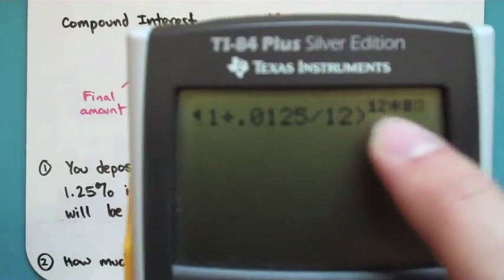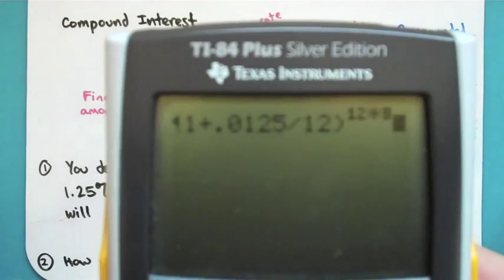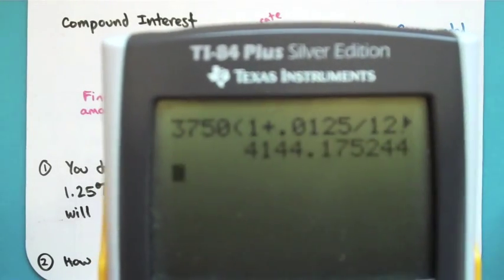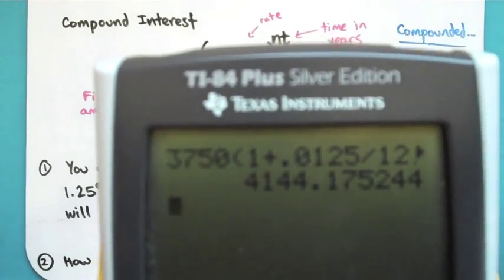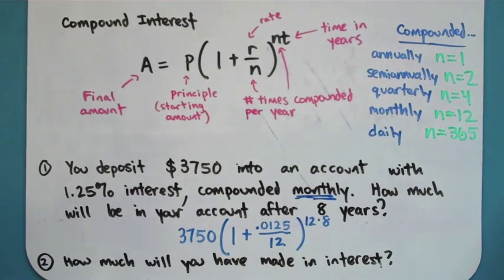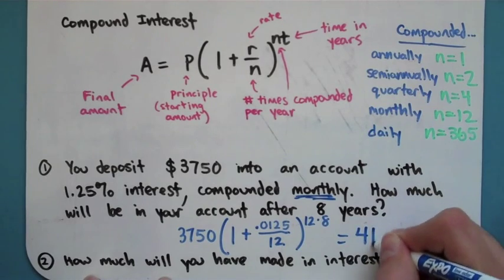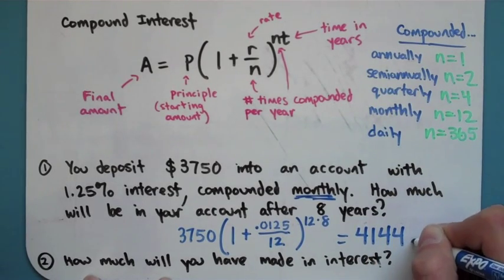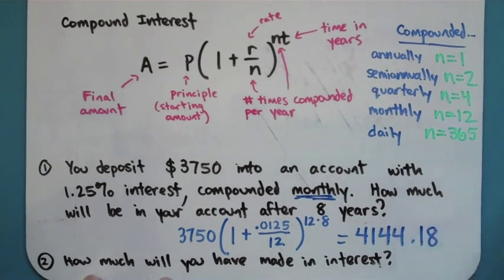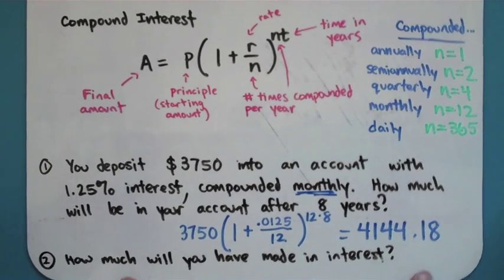If you use an older calculator, you may need to put your exponent in parentheses. But I just typed in the problem like it looked, and there is my answer. Apparently, I will have $4,144, and I'm going to use 2 decimal places because it's money. So we're looking at 4144 point, it'd be 18 for the cents on that one.